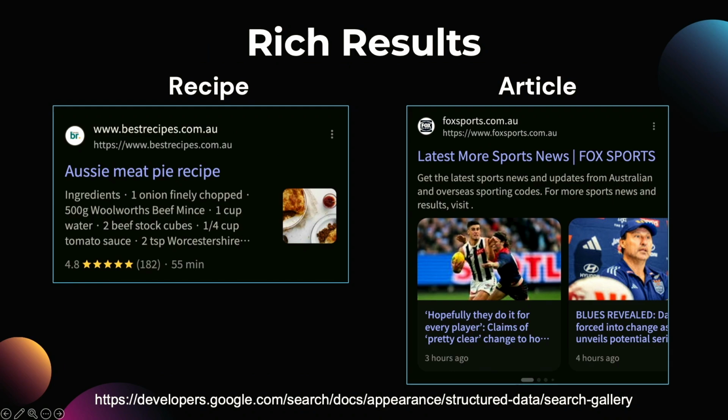Rich results are search results visually enhanced with extra information and interactivity, like the recipe ratings and the article carousel you see here. There are many types of rich results available for different kinds of content, and they are all enabled by adding the specific structured data to your page, just like the site name.